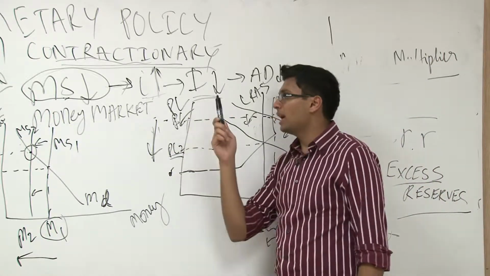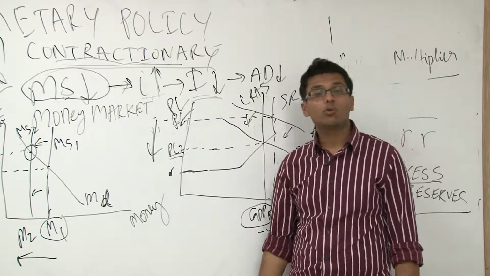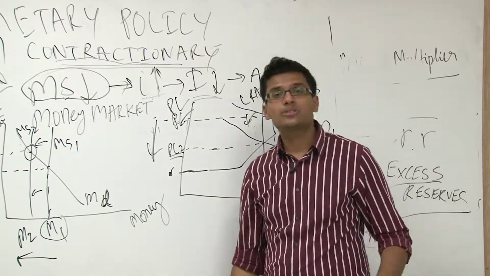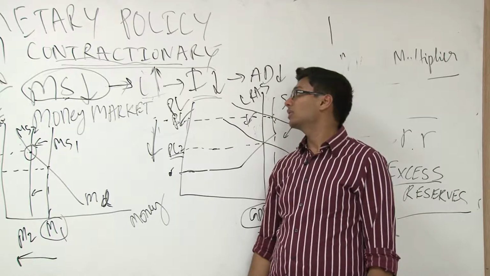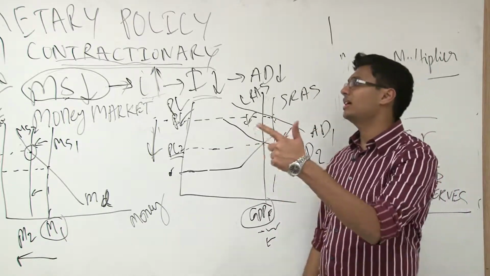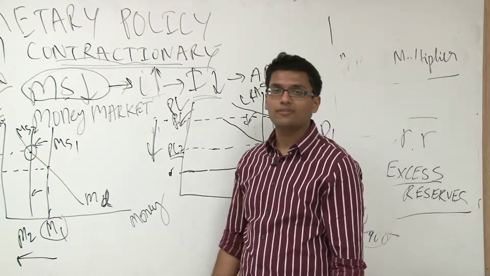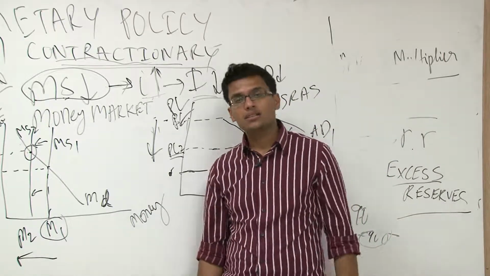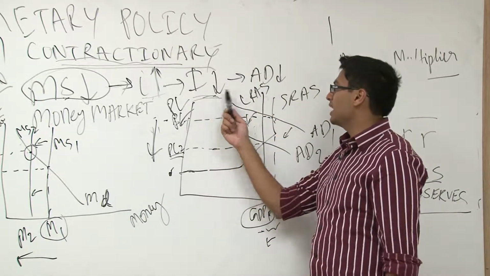Investments have come down. Why? Because it's harder to borrow money. It's more expensive to borrow money. So firms and people are discouraged, so investment goes down. If investment goes down, as I said, C, IG, and net exports all affect aggregate demand. So as usual, if I goes down, AD goes down.